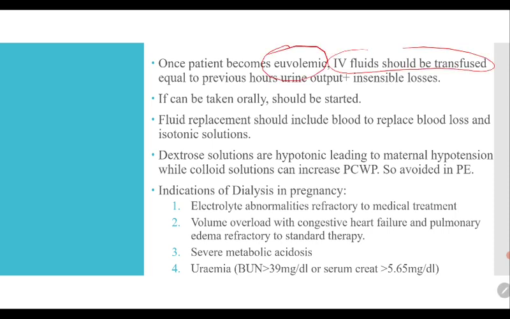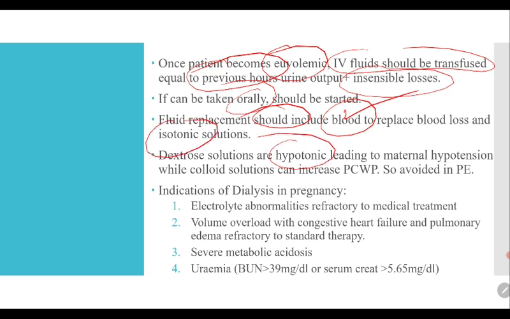IV fluid should be transfused equal to the previous hour's urine output plus insensible loss, which has to be calculated. If the patient can take orally, start orally. Fluid replacement should include blood or any isotonic solutions. Hypotonic dextrose solutions can lead to maternal hypertension, and colloid can also increase pulmonary capillary wedge pressure. So avoid colloid in preeclampsia patients.